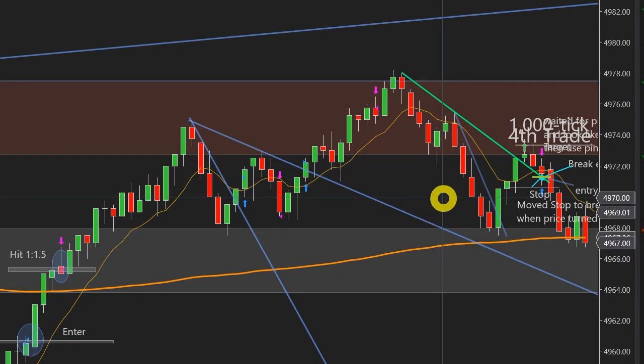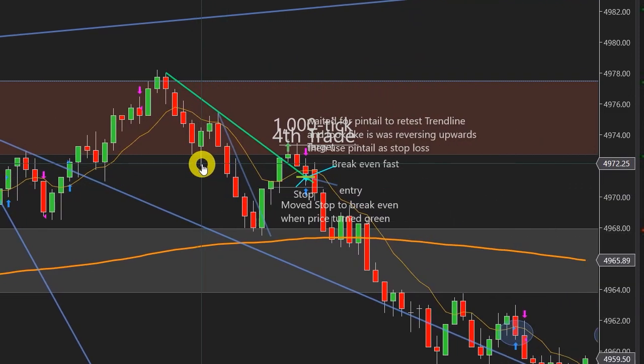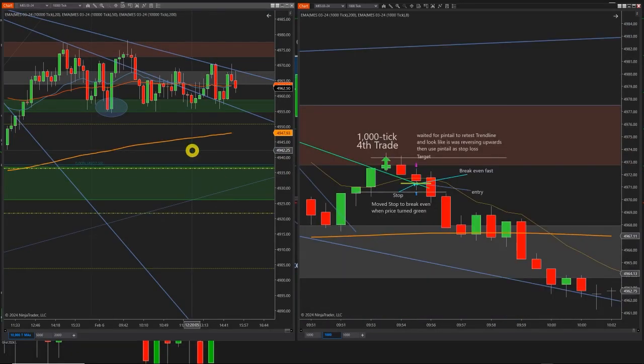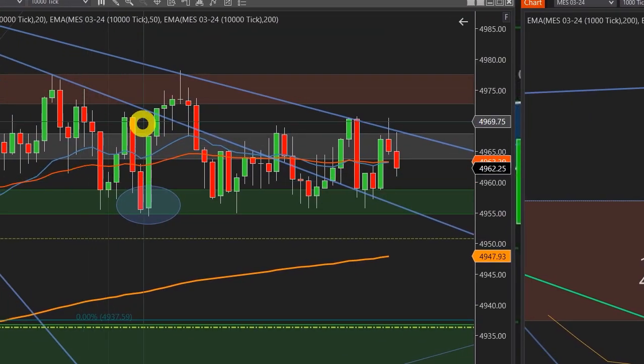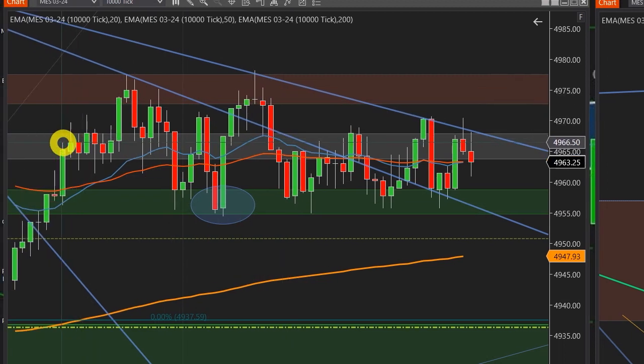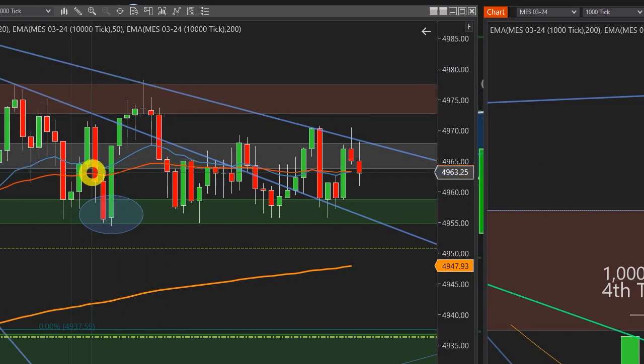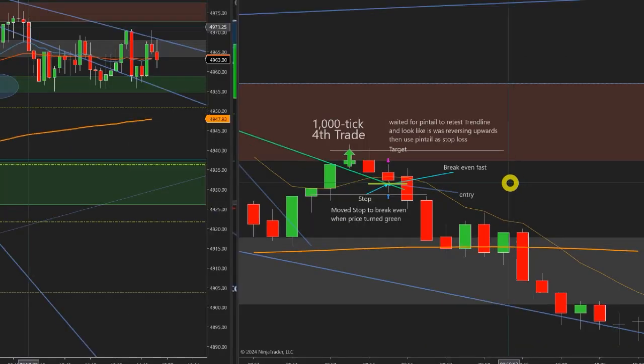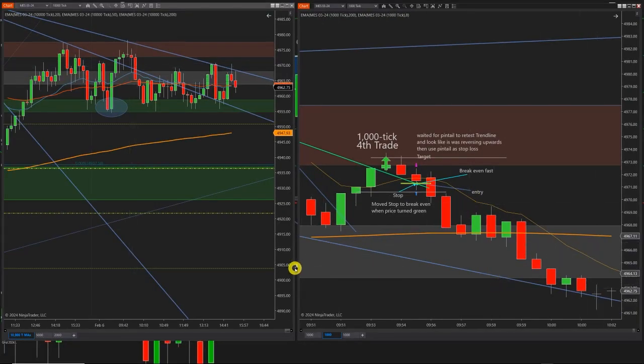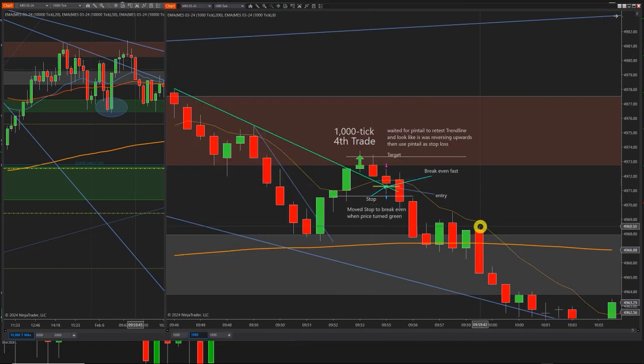And then we get into the fourth trade right here. And don't forget, we're just chopping around in this area, this range where you get a little bit of support and you got a sell zone. It's just going up and down in this area. So all these trades are taking place in that kind of environment. Now, this is my fourth trade.